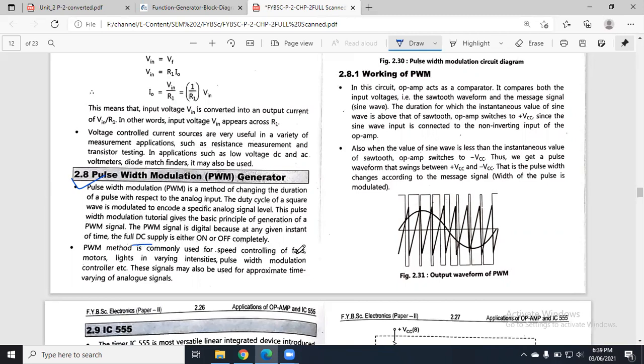The very basic example of this is a fan regulator, which everybody has in their houses. How does that fan control its speed? We rotate the knob present on the regulator board, and we change the number of revolutions of the fan. Similarly, we can use this for controlling fans, motors, lights of varying intensity, pulse width modulation controllers, etc. These signals may also be used for the approximation of time-varying analog signals.